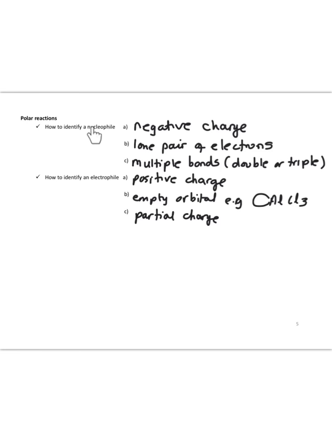You can identify a nucleophile by checking whether the given compound has a negative charge, or if it has a lone pair of electrons, or if it has a multiple bond. So if it has a double bond or a triple bond, then it's going to be considered a nucleophile. Electrophiles are identified by a positive charge, an empty orbital, so for example in this compound here, or a partial charge. So in class, we're going to go over various polar reactions, and we're going to use curved arrows to show how electrons move between the nucleophile and the electrophile, and then what products are formed.